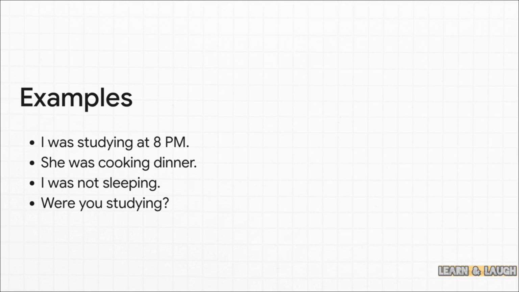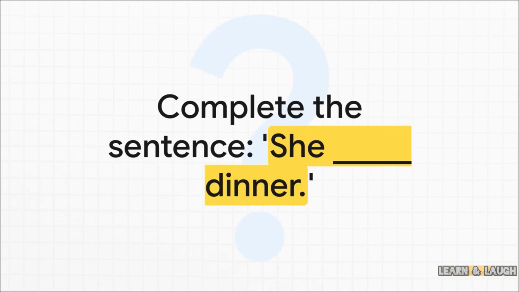And just like before, for negatives, we simply insert the word not, so I was not sleeping. For questions, we just flip that helping verb right to the front. Were you studying? Time for another quick practice. Complete this sentence for me. She blank dinner, using the past continuous tense. Take a second. All right, the correct answer is, she was cooking dinner. You are doing so great.